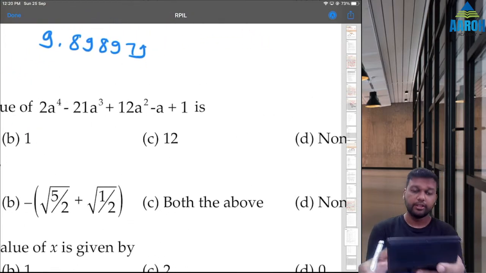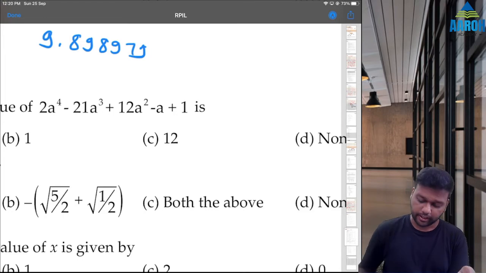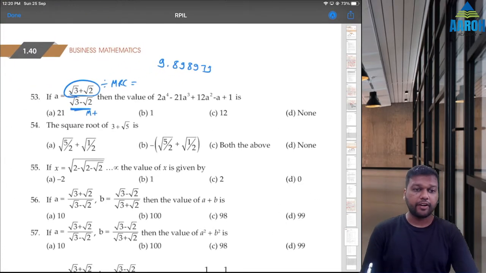Now we can solve this. A raised to 4, so 9.8989 raised to 4, so into and 3 times equal to into 2 M plus, then a cube into 21, so 9.8989 into equal to into 21 M minus, 12 a square, so 9.8989 square into 12 M plus, then a, that is 9.8989 M minus, and 1 M plus. If you press MRC, you get 0.855.